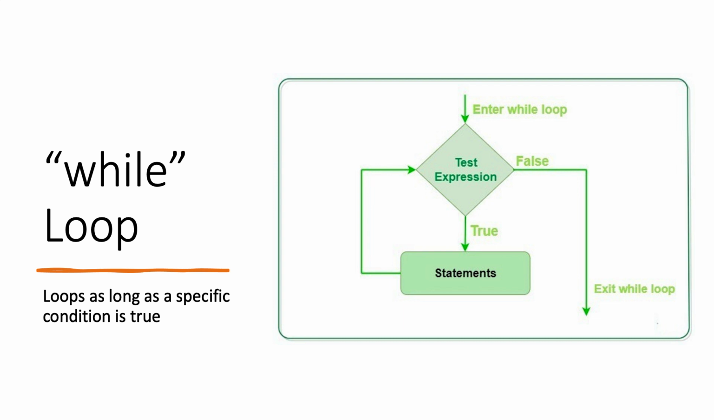But please be careful. Special care must be taken to ensure the condition will eventually become false. Otherwise, the loop can become an infinite loop, running endlessly and potentially causing the program to hang or crash. So to avoid this, it's common practice to include statements within the loop that modify variables involved in the condition. And this ensures that the loop progresses toward termination. And I will show you an example of an infinite loop and how to avoid it.